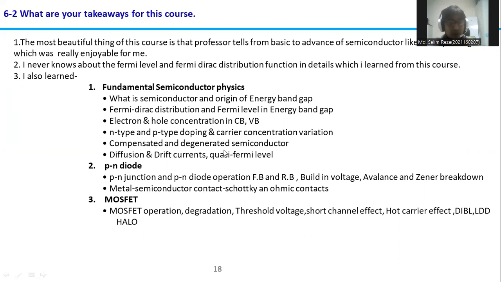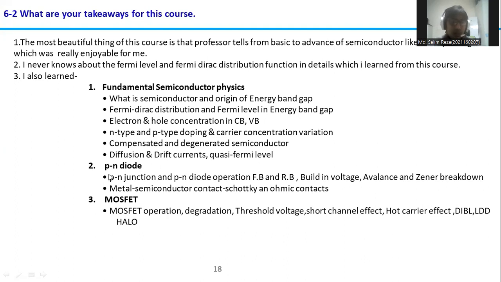and how the concentration variation can happen in the semiconductor, and how we can make compensated or degenerate semiconductors. I also learned about diffusion and drift current, the two types of current that basically work in a semiconductor. I also learned a new term, quasi Fermi level. I never heard this term before, so I learned it from this class.